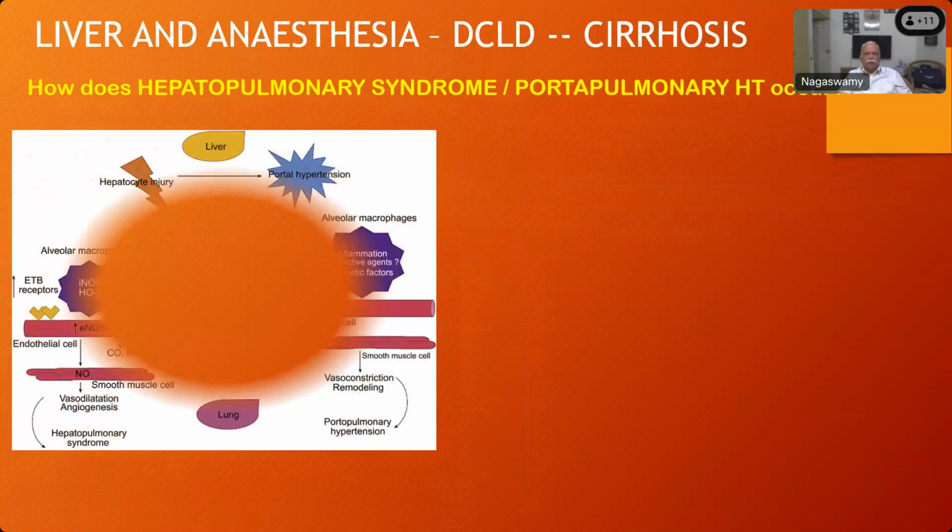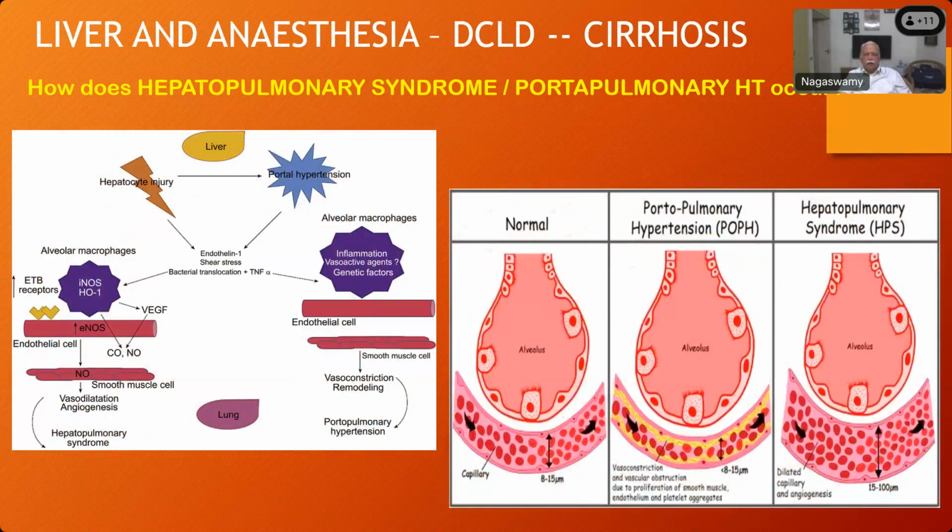And the liver, respiratory problems: hepatopulmonary syndrome and portopulmonary hypertension. In portopulmonary hypertension, you will find there is a severe vasoconstriction in the pulmonary vasculature, which is causing the increase in pressure. Whereas in hepatopulmonary syndrome, there is a dilatation. Actually, the opposite happens, and because capillary engorgement and angiogenesis happen, the patient has hypoxia.